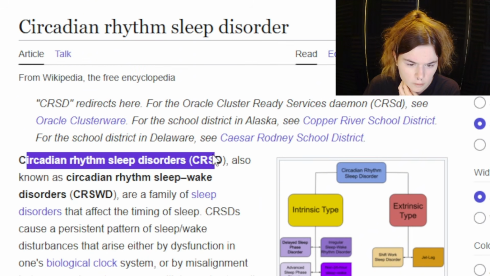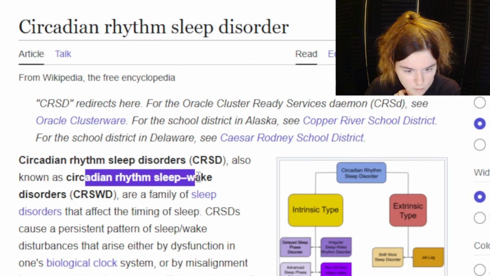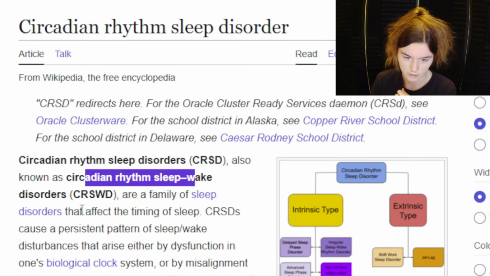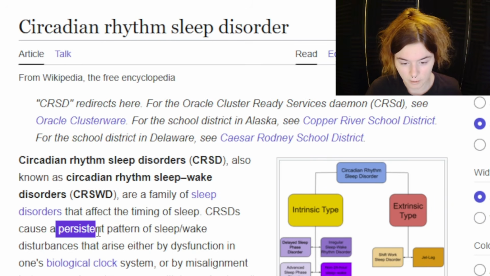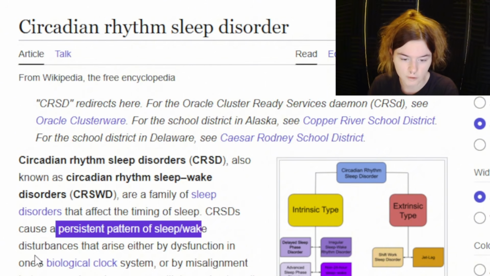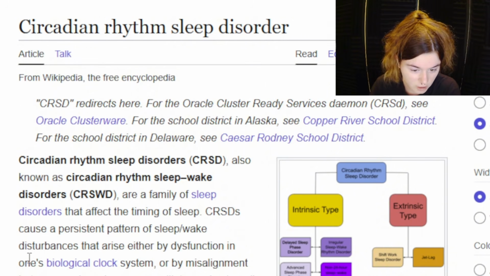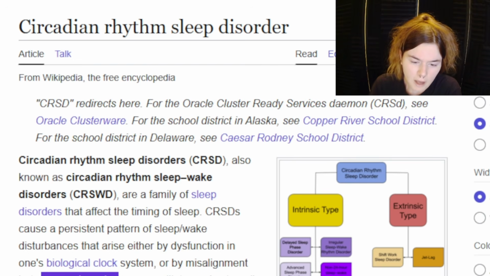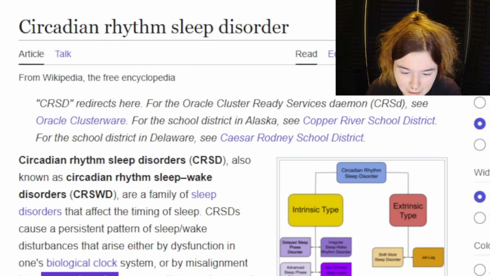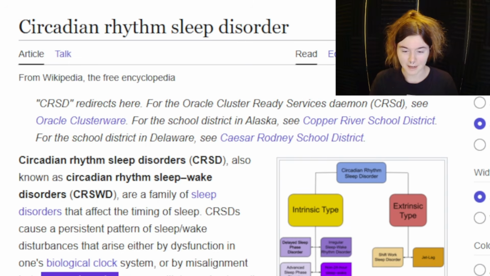Circadian rhythm sleep disorders, also known as circadian rhythm sleep-wake disorders, are a family of sleep disorders that affect the timing of sleep. So this is just like the category title. They cause a persistent pattern of sleep-wake disturbances that arise either by dysfunction in one's biological clock or by misalignment between one's endogenous oscillator, what? And externally imposed cues. Okay, what?